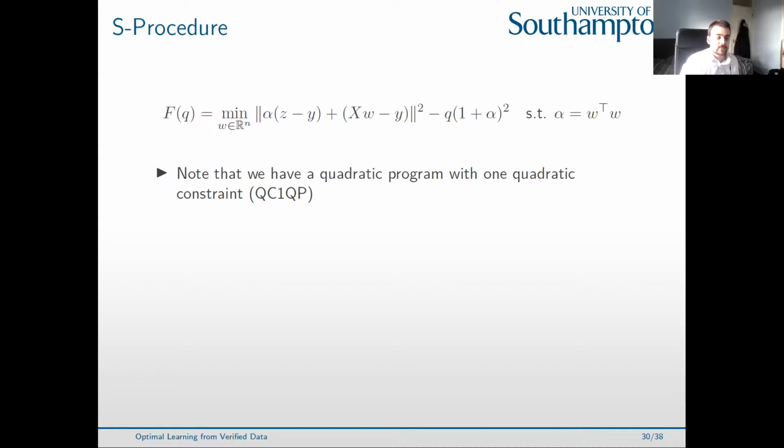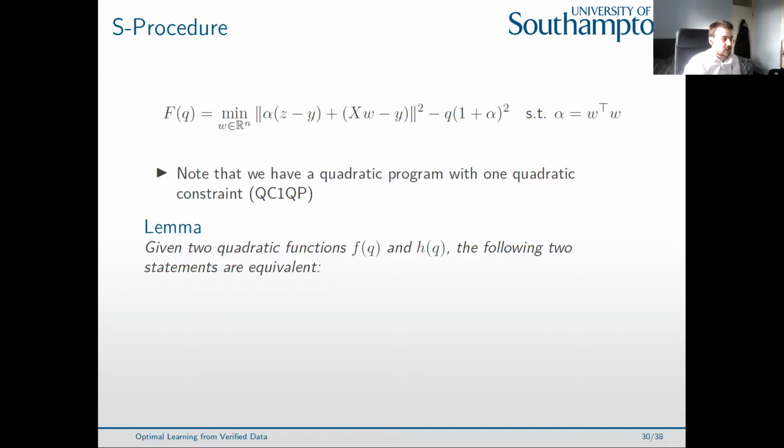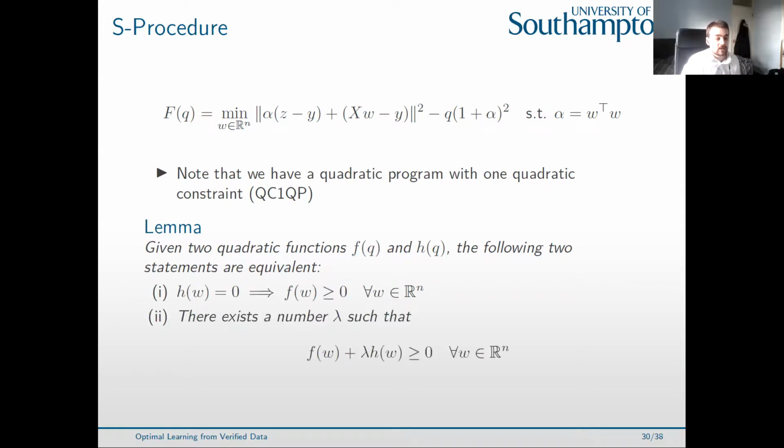So we can use a lemma, and this is known as the S lemma. You may have heard of it. This is a specific version called the S lemma of equality. It's a theorem which states that these two conditions are equivalent. If we take two quadratic functions, I've mixed up my arguments here for Q and W, but they should all be W. If H(W) equals 0 implies F(W) is more than or equal to 0 for all W in Rn, then we can always find this scalar value lambda, this Lagrange multiplier, such that F(W) plus lambda H(W) is also more than or equal to 0 for all W in Rn.